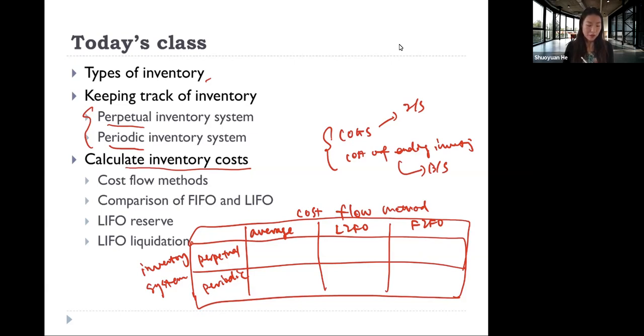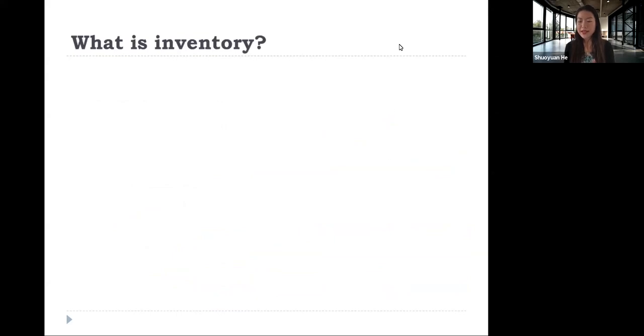And then we're also going to talk about LIFO reserve. So what is LIFO reserve? And there's also something which is called LIFO liquidation, which we are going to cover in today's class as well. So what is inventory?